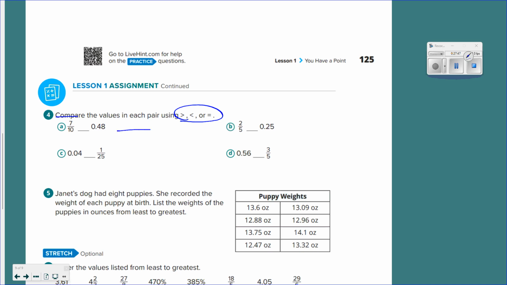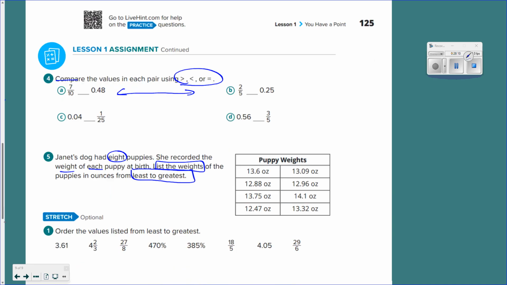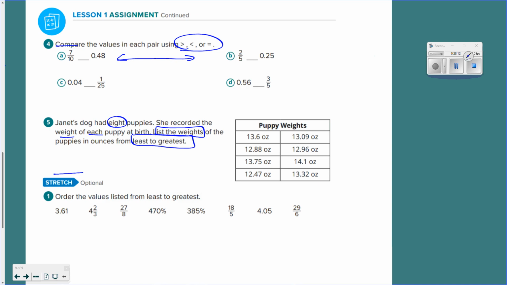Number 5, Janet's dog had 8 puppies. She recorded the weight of each puppy at birth. List the weights of the puppies in ounces from least to greatest. So which one am I starting with? Again, if you want to put numbers on them, that's fine, but make sure you start with a list. I want to see all of them written out. Any questions on your homework? Guys, the homework honestly is pretty easy.